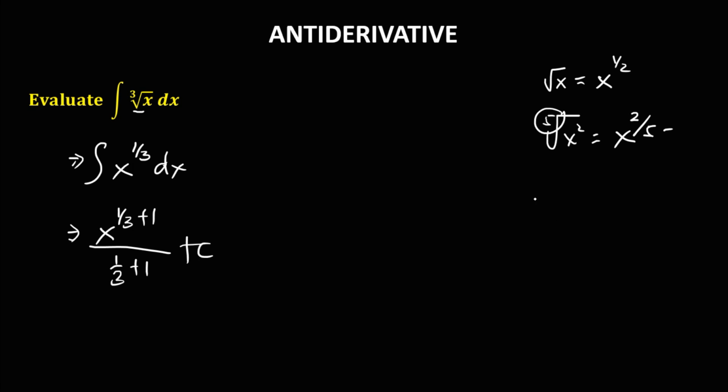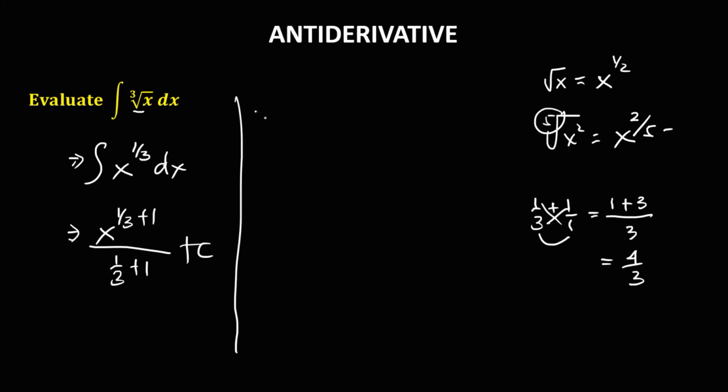Then simplify, so 1 over 3 plus 1. So cross multiplication, 1 times 1, this one is 1, plus 3 times 1, this one is 3, then over 3 times 3, this one is 3. So therefore, this one is 4 over 3. So we have now x to the power 4 over 3 over 4 over 3, then plus c.